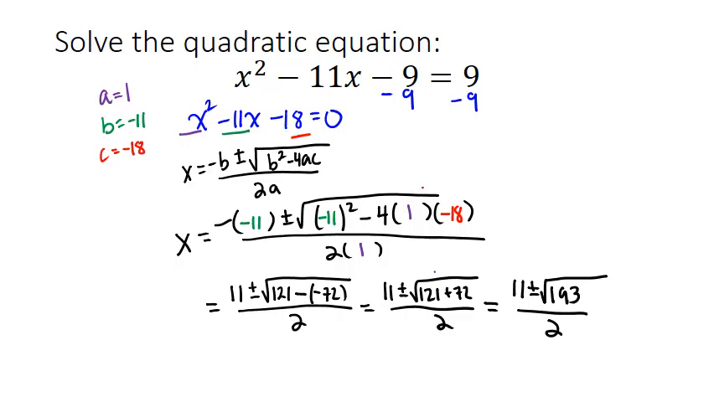Now the square root of 193 does not break down anymore. So that's our final answer. Our final two answers are 11 plus the square root of 193 over 2, or 11 minus the square root of 193 over 2.